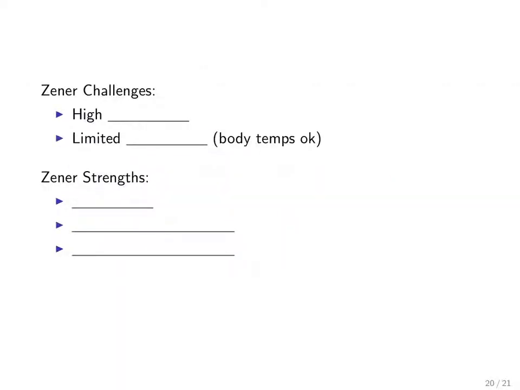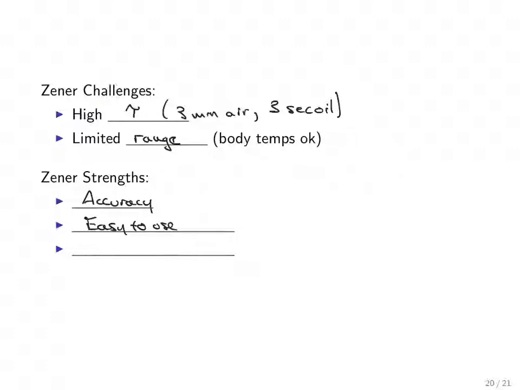Zener diodes have a couple of challenges in that they have a high time constant tau, which is about 3 minutes in air and about 3 seconds in oil. It also has a relatively limited range, but body temperatures are okay. Among its strengths are its accuracy. It's easy to use, and it's very linear over this range.